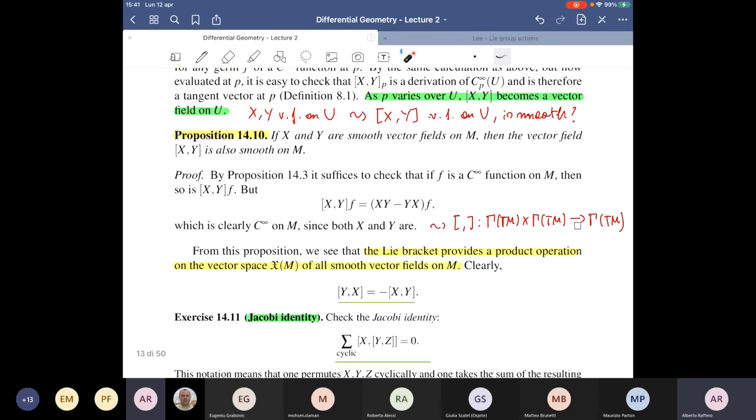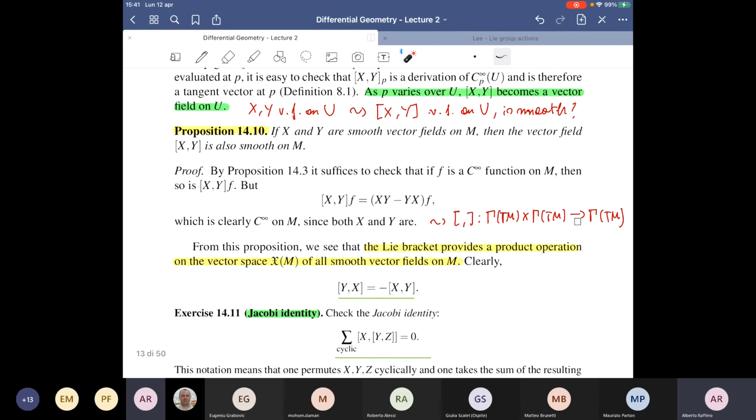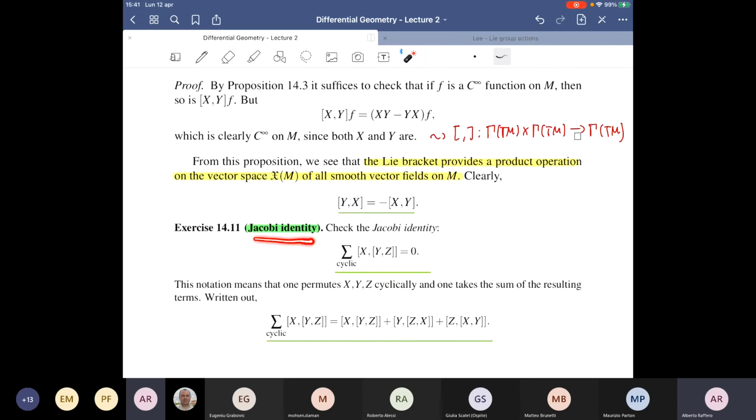Clearly, as you can see from the definition, it is skew symmetric. So in particular, if you change the position of the vector fields you are considering, you will end up with minus the bracket of the vector fields in the initial position. So you have this skew symmetry property, and moreover, you have this so-called Jacobi identity that tells you that if you consider the cyclic sum of the brackets of three vector fields taken in this way, then you will end up with the zero vector field.